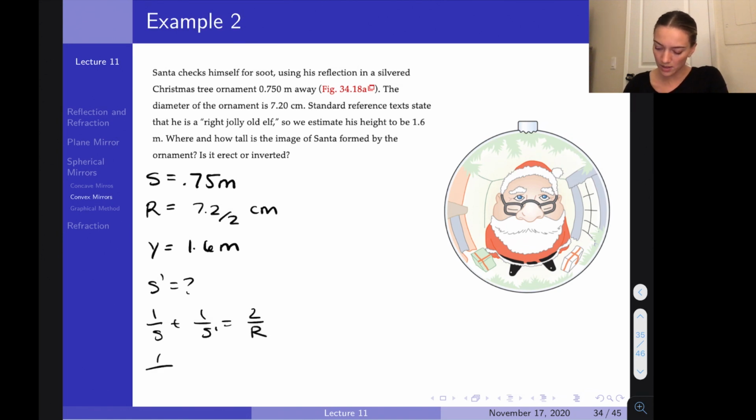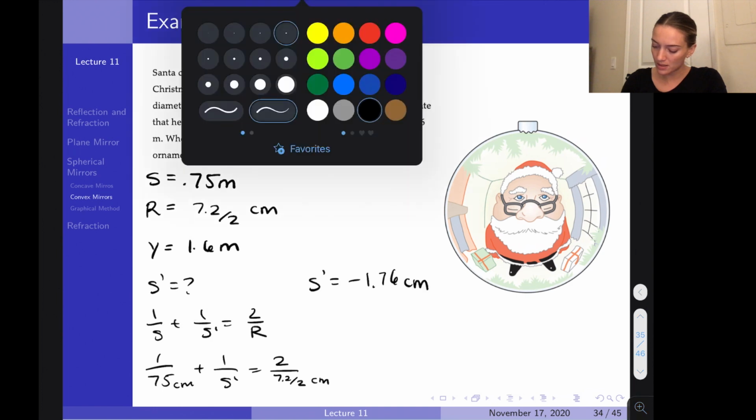So let's use centimeters for this. So 1 over 75 centimeters plus 1 over S prime is equal to 2 over 7.2 divided by 2 centimeters. So again, solve for S prime, and you get that S prime is equal to negative 1.76 centimeters.